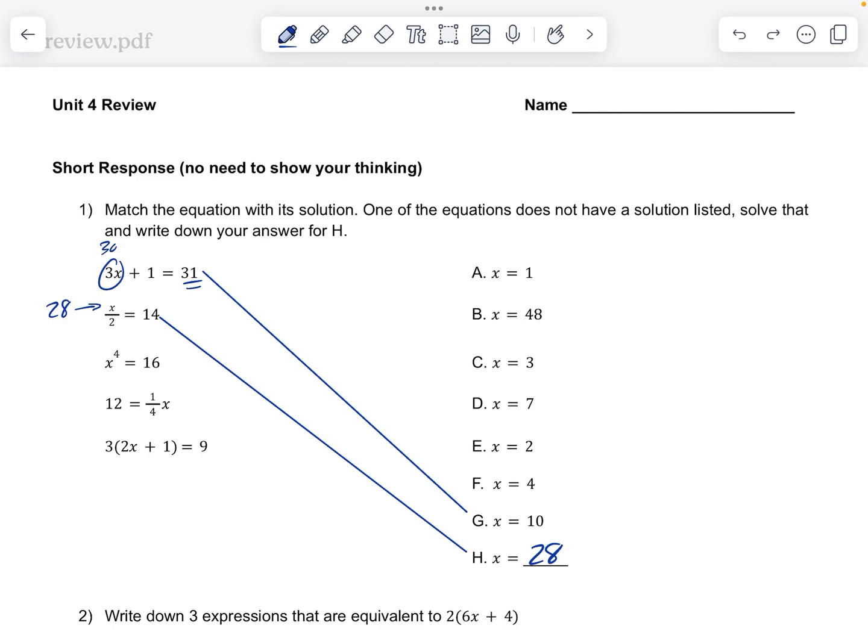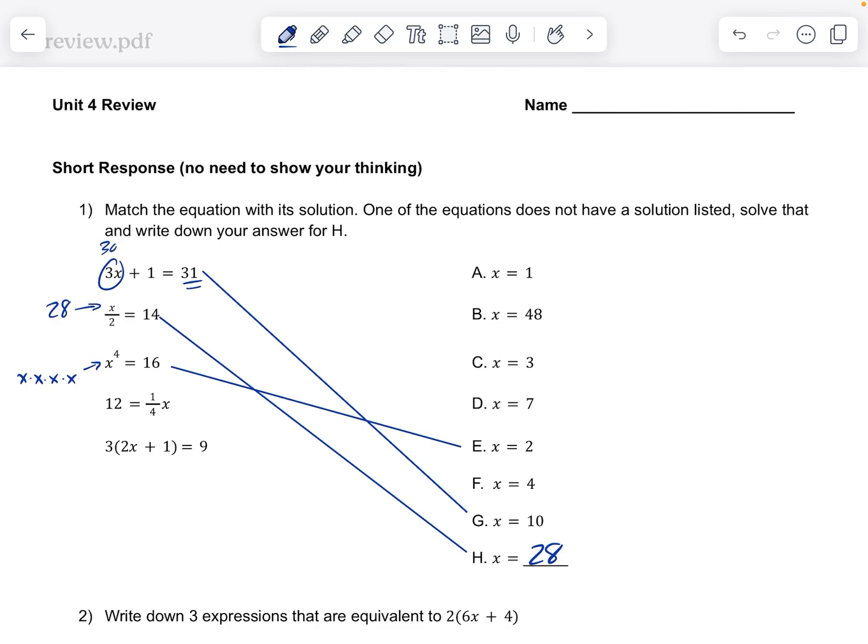All right, the third one. What number to the 4th power is equal to 16? Remember, x to the 4th doesn't mean 4 times x. It means x times x times x times x. And so when you think what number, when you multiply it by itself 4 times, gives you 16, that is going to be 2. 2 times 2 is 4, times 2 is 8, and times 1 more 2 is 16.